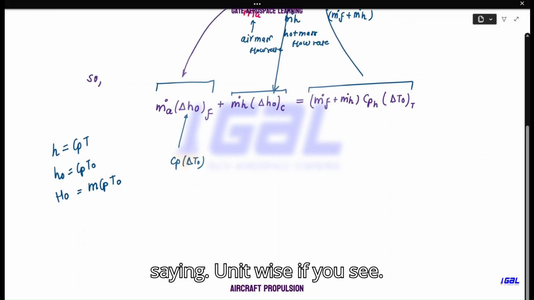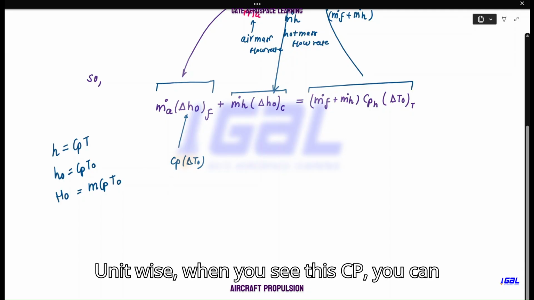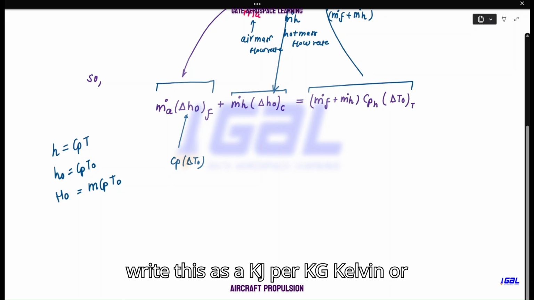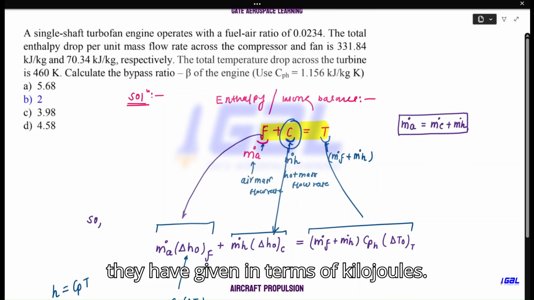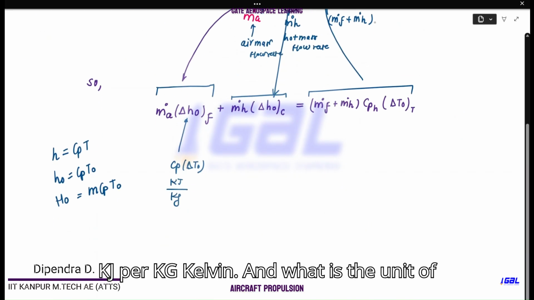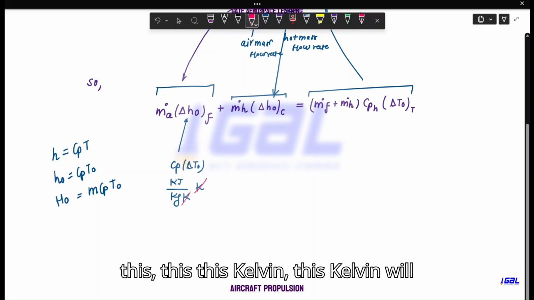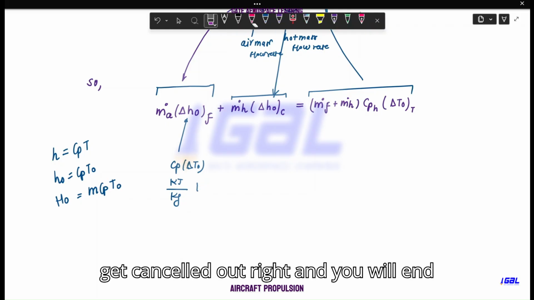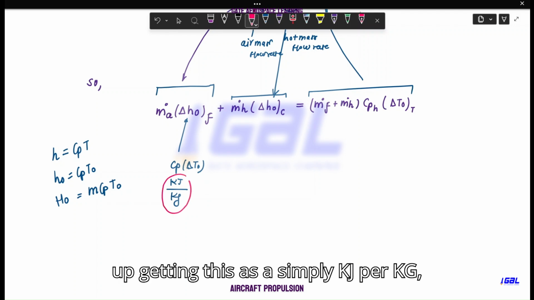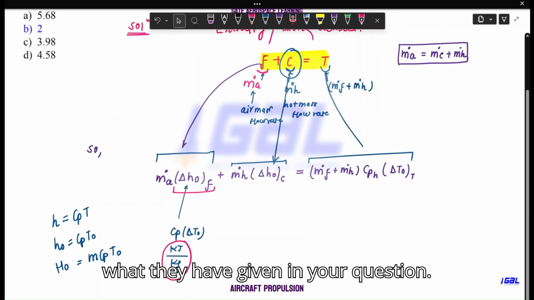Unit-wise, when you see this cp, you can write this as kilojoule per kg Kelvin or joules per kg Kelvin, right? But here they have given in terms of kilojoules, so I'll write this as kilojoule per kg Kelvin. And what is the unit of temperature? Temperature is nothing but Kelvin. So when you simplify, Kelvin will get cancelled out, right? And you'll end up getting simply kilojoule per kg. This is what they have given in your question.